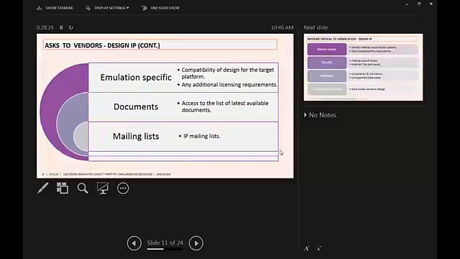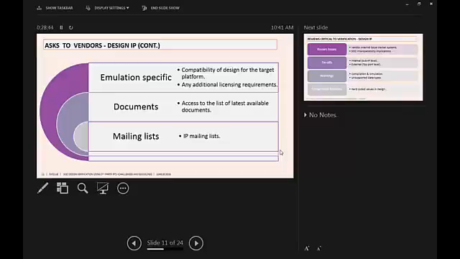Another thing is emulation, right? You have a design and you have an SoC, and typically most companies plan the emulation work. You need to know whether this design is entirely compatible with the target platform you're planning, and also whether there are any additional licensing requirements. These are not explicitly stated when you decide to make that design IP.